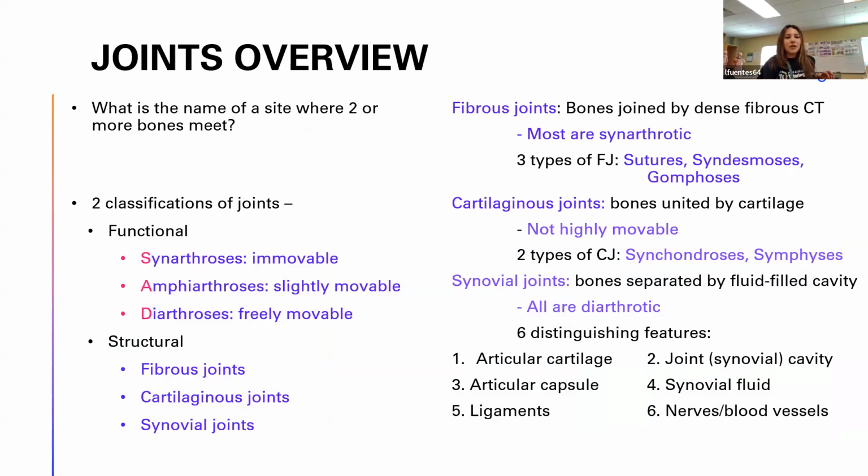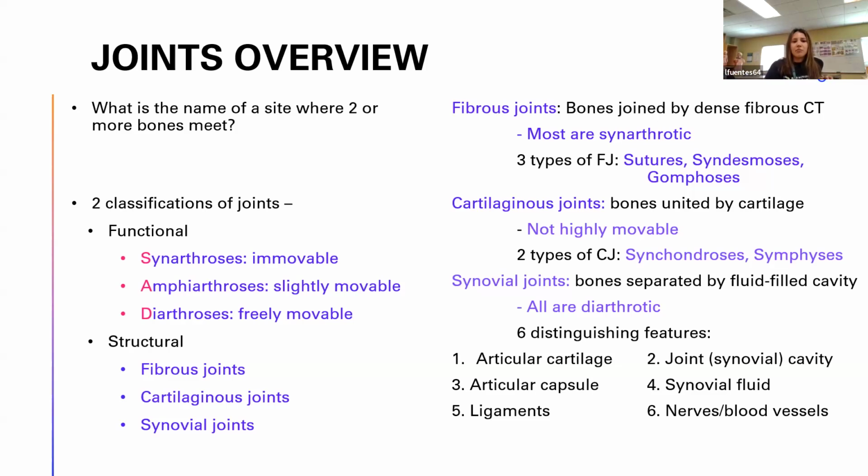So, an overview of joints. This isn't going to be all inclusive of everything we learned in class, but a good breakdown of the more specific, broad things you need to know. What is the name of a site where 2 or more bones meet? What is the name when 2 bones articulate? Yeah, when 2 bones articulate, we have a joint.